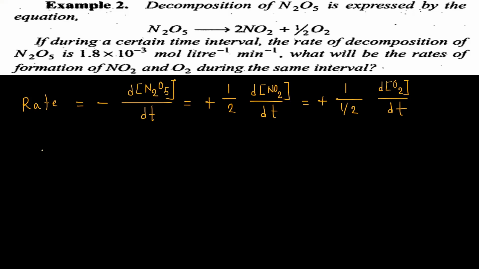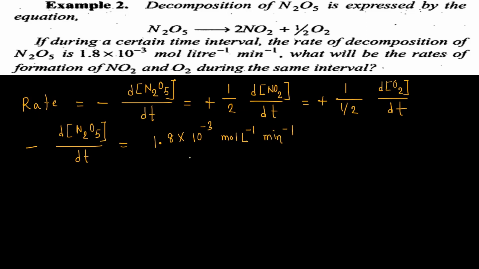So the rate of decomposition of N2O5, negative sign dN2O5 upon dt, is equal to 1.8 into 10 power minus 3 mole per liter per minute.